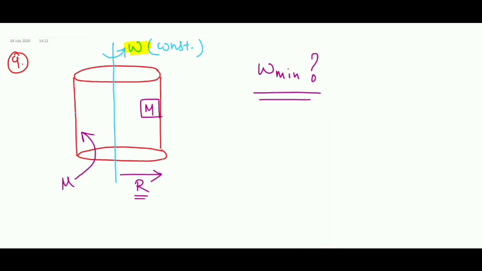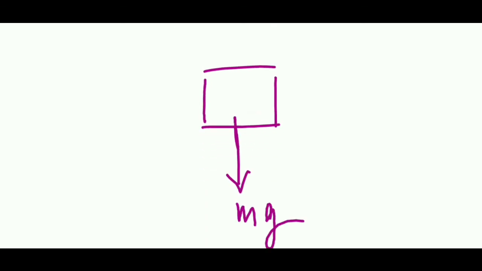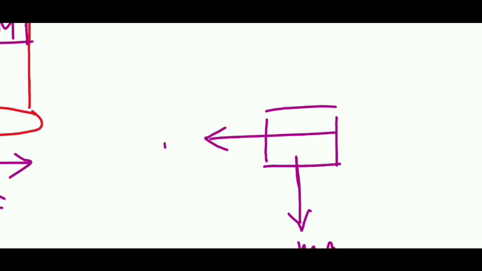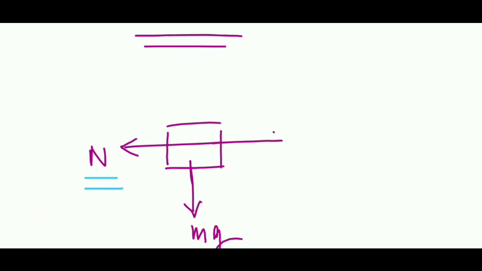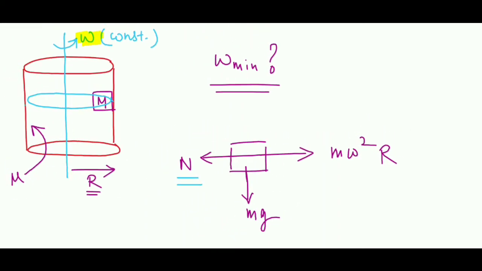If you want to understand it mathematically, we will first draw the free body diagram. For this block, mg will act downwards, and the normal will act like this, since the circle is formed in the horizontal plane. This normal is the one actually providing the centripetal force. But here we will not use centripetal force. We will directly apply a centrifugal force, m omega square r.